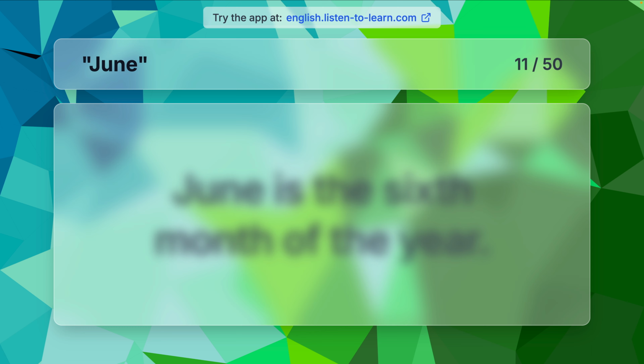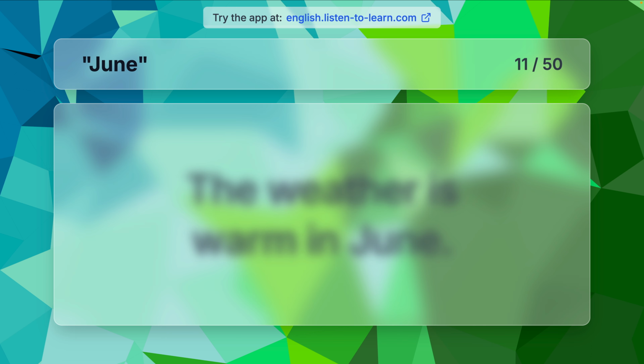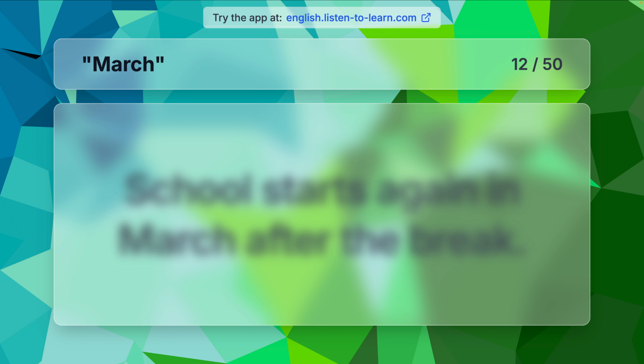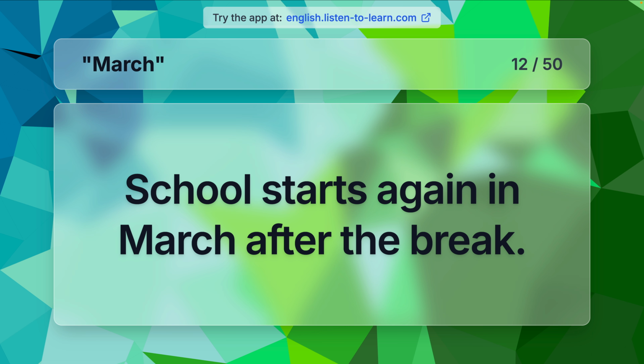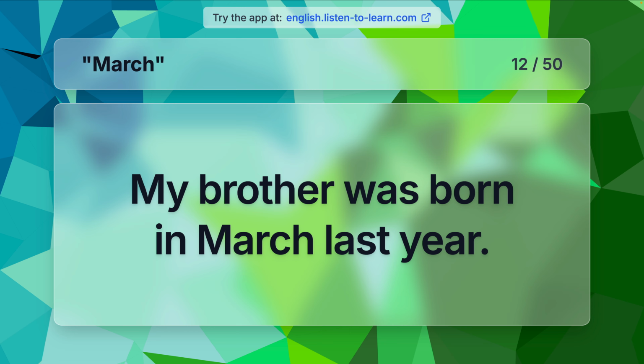June is the 6th month of the year. The weather is warm in June. School starts again in March after the break. My brother was born in March last year.